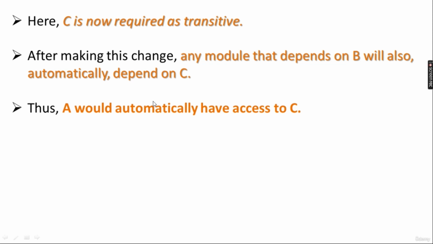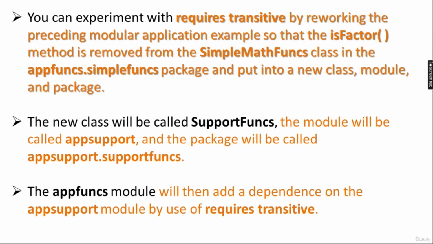So here A is dependent upon B and also dependent upon C. Like A, if there is any other module that requires B, that module would automatically have access to C because of this transitive keyword.